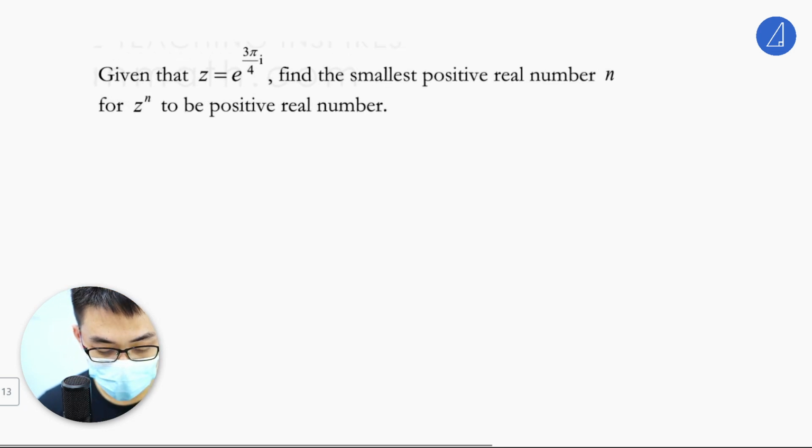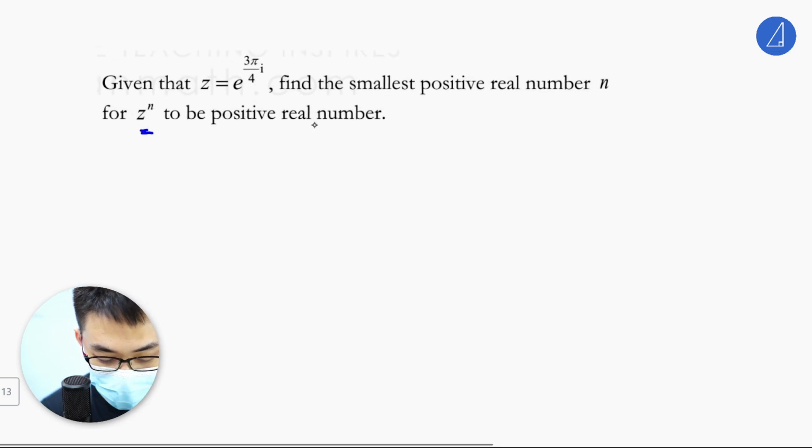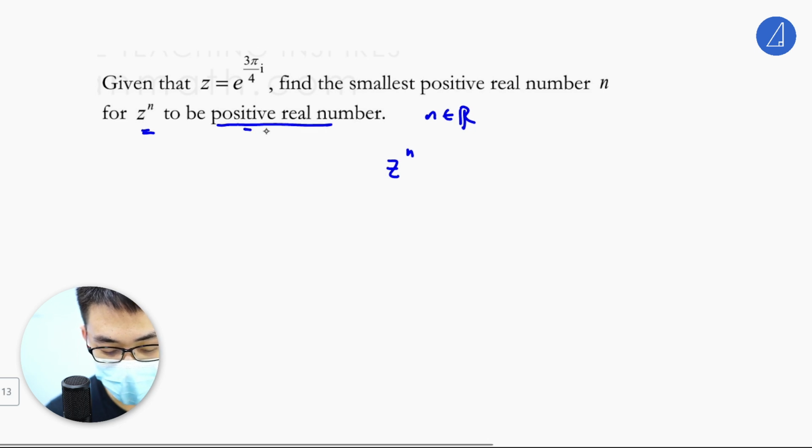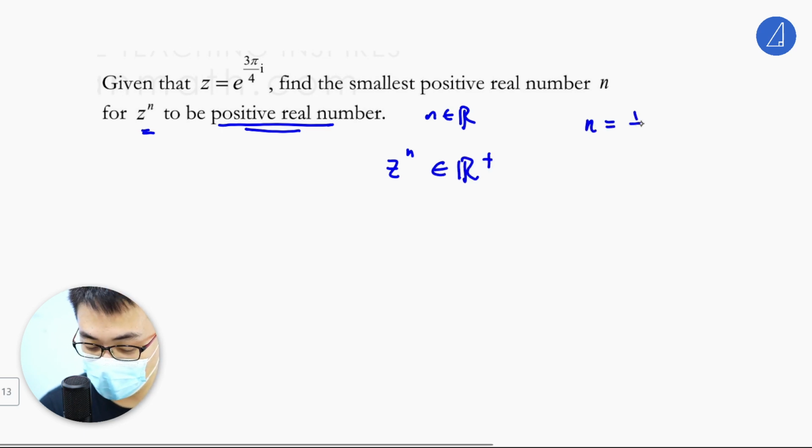The question now is Zn to be a positive real number, right? I know that, okay, what would this n be? The n can be any real number. Basically, you want Zn to be a positive real number. That's the thing now. So n can be a multitude of candidates.